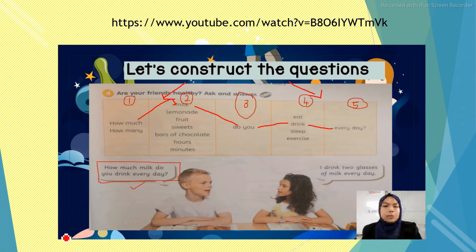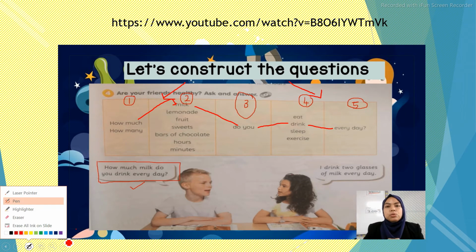But I don't want to go into answering yet. But we can go through. So the girl will answer, I drink 2 glasses of milk every day. Okay, but in this lesson, I want you to construct sahaja. Construct tu maknanya bina soalan sahaja.